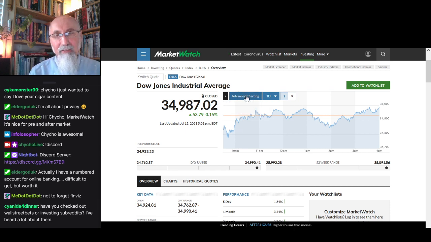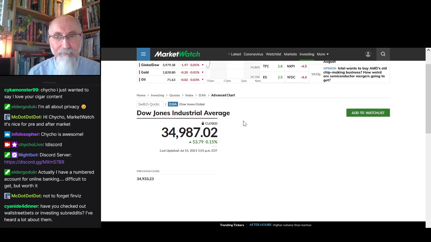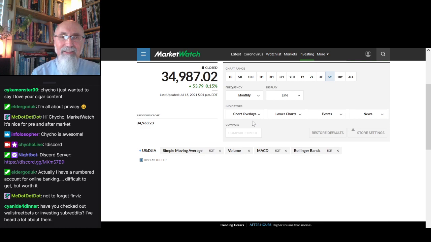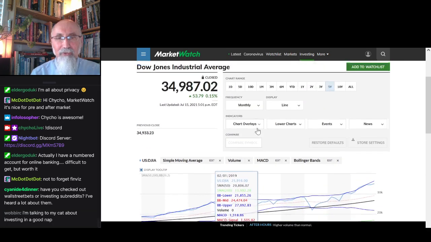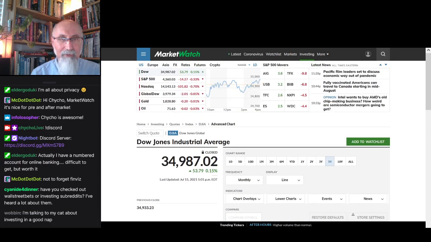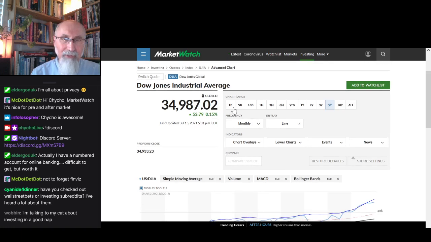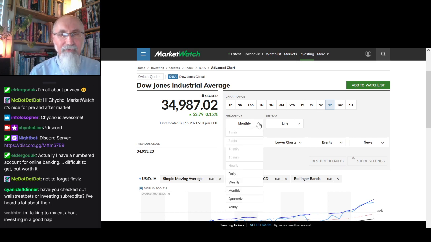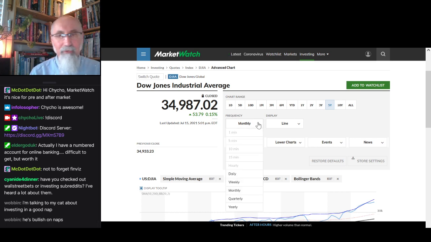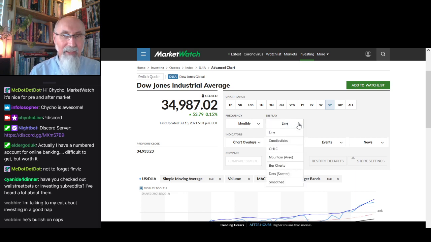Now take a look at this thing. You can go here and go to advanced charting. Click advanced charting, and it takes you to another page. It opens up, and you've got different periods that you can look at. You can change the frequency: daily, weekly, monthly, quarterly, yearly. You can do line or candlestick, dots or whatever. I usually stick with line.